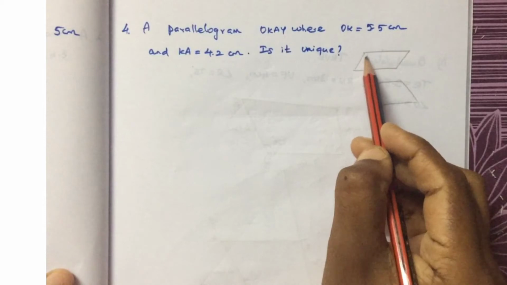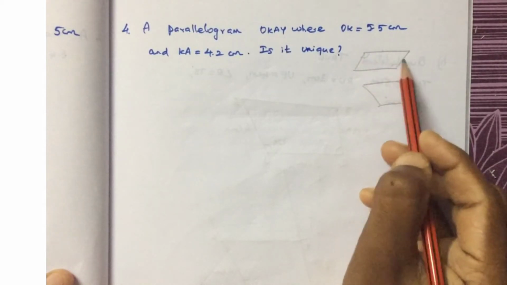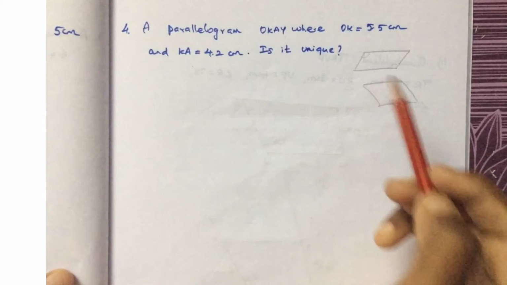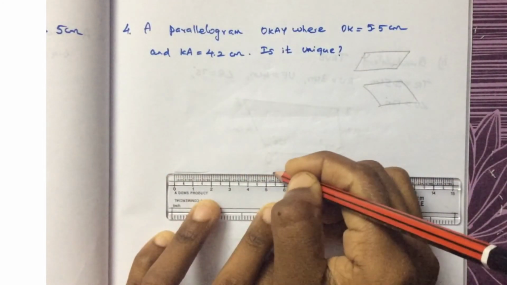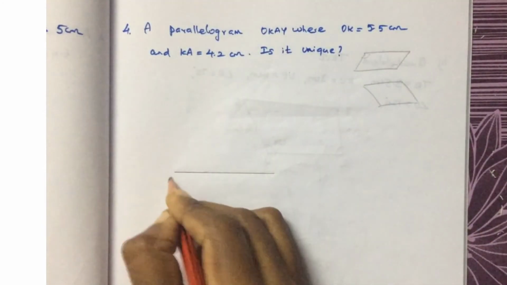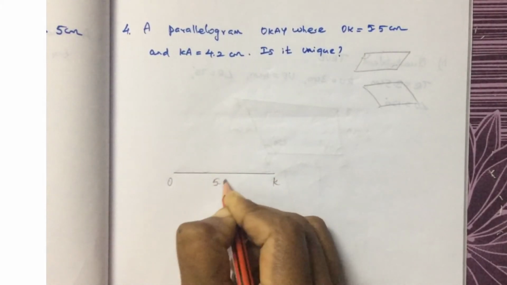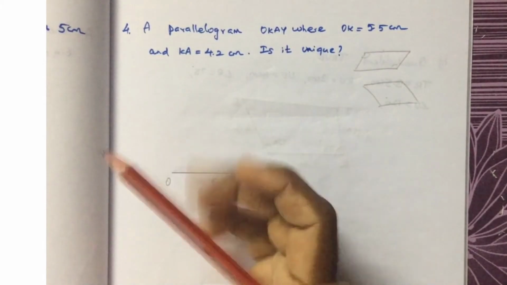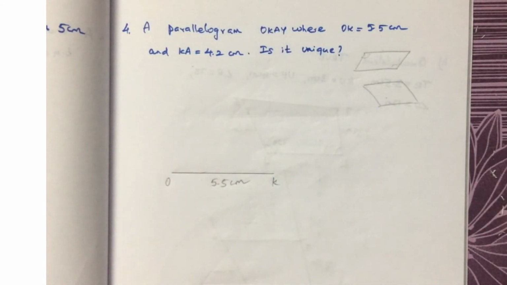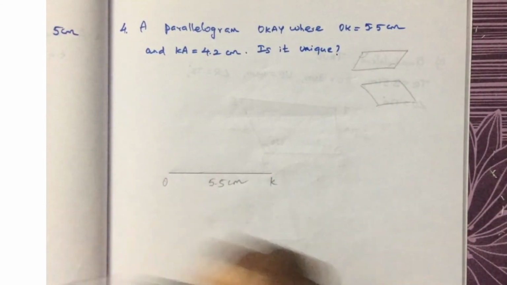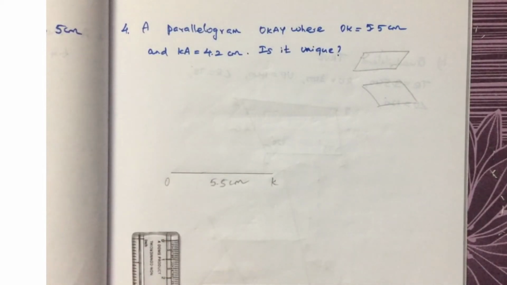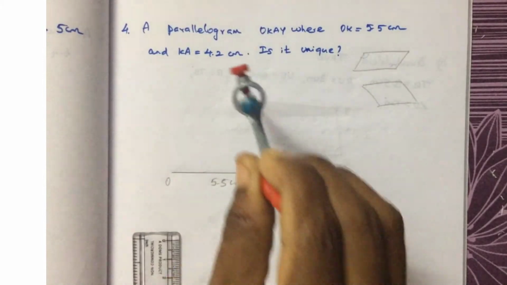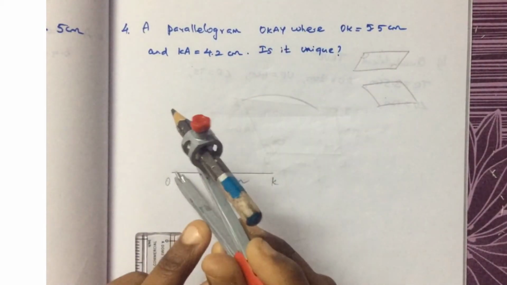Then opposite angles are equal. This angle will be equal to this and this angle will be equal to this. OK is 5.5 centimeter, so let me take this OK to be 5.5 centimeter, and KA is 4.2 centimeter. So using a scale, measure 4.2 centimeter from K, making an arc of 4.2, and also from O.